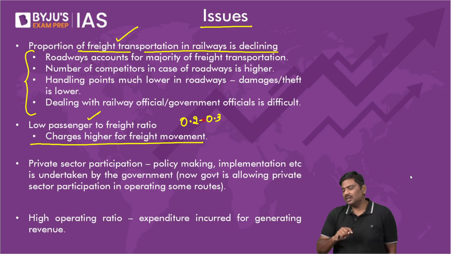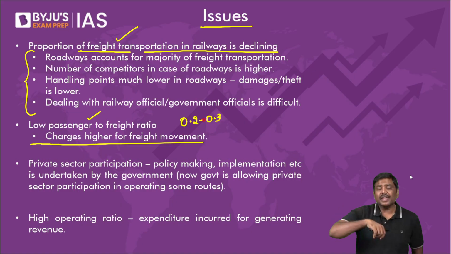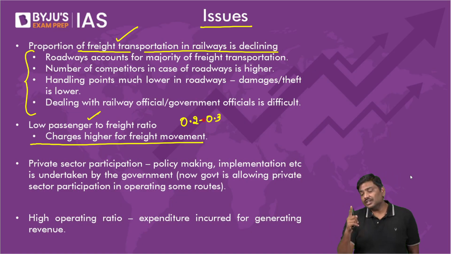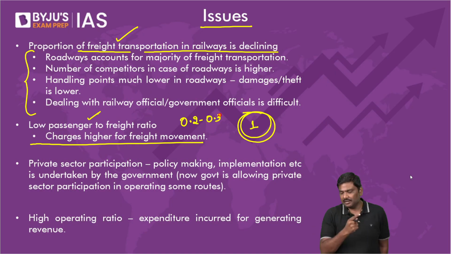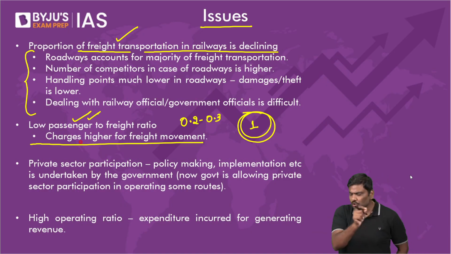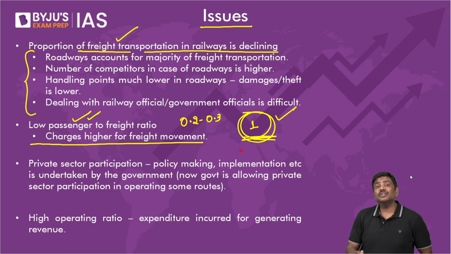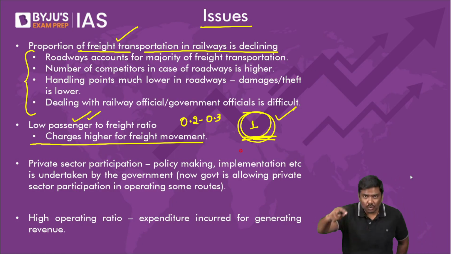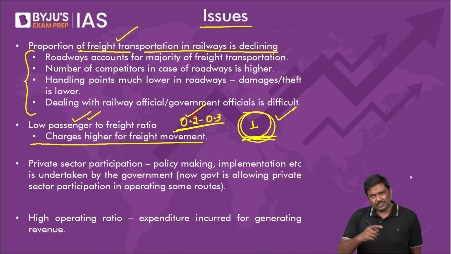Right? On the other side, for developed countries such as Korea, USA, Germany, China, etc., the passenger to freight ratio is more than 1. Is the logic okay? I'll repeat it again. Passenger to freight ratio in case of India is much below 1, 0.2 to 0.3. And in case of developed countries, the passenger to freight ratio is more than 1, which means they are charging more to a passenger compared to a freight transportation. Whereas in case of India, we are charging more on freight transportation compared to a passenger, which will also affect the revenue generation of railways.